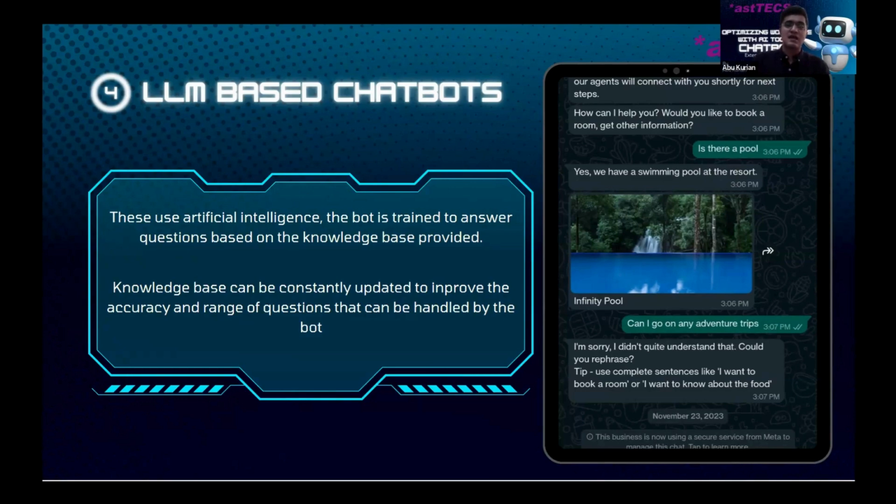Now, since the person asked, is there a pool? The bot is saying, yes, there is a pool. Now, for example, if someone asked, what are the pool timings? That is also there in the knowledge base. So then the bot would automatically go and tell, yes, the pool timing is from 10 a.m. to 12 p.m. So the better you give the knowledge base, the better the bot can understand what is happening.